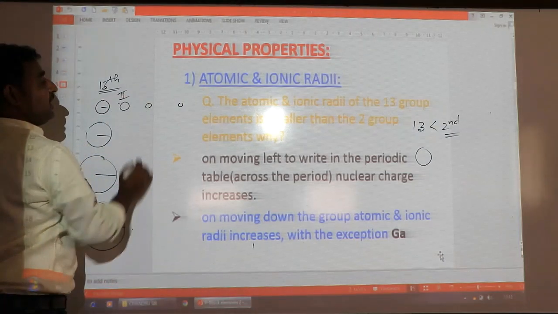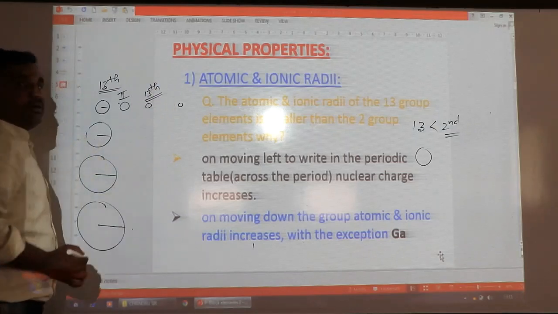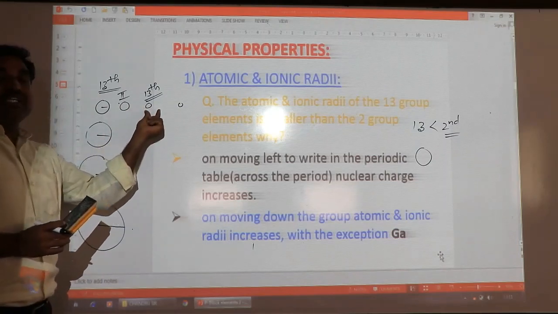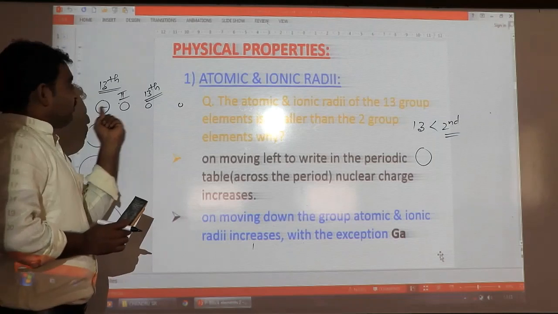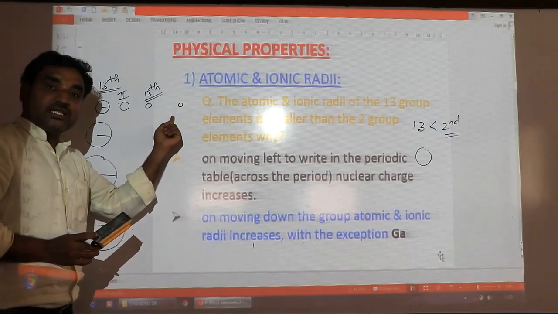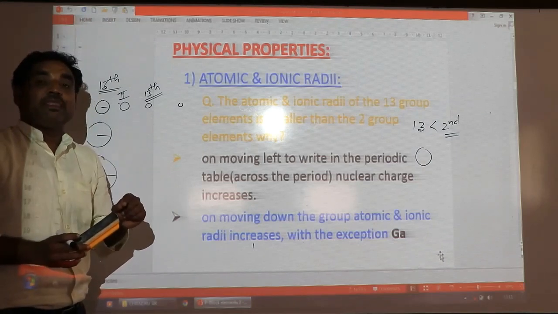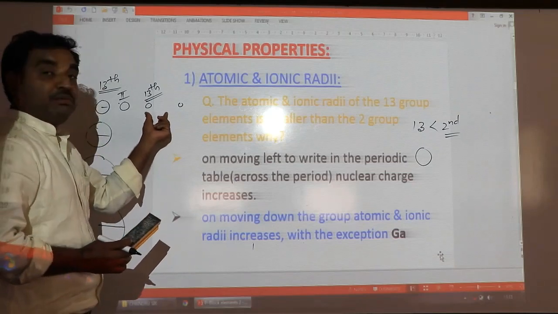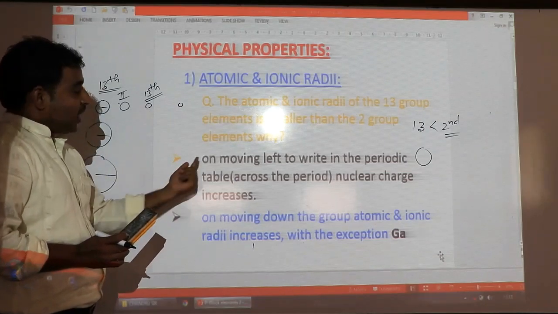Compared to the second group and the 13th group, the size of the 13th group should be what? Small, because from left to right nuclear charge increases. The increased electrons are filling in the same subshell, hence the electrostatic force of attraction between the nucleus and the electron will be more, hence the size decreases from left to right. Here the answer will be there.